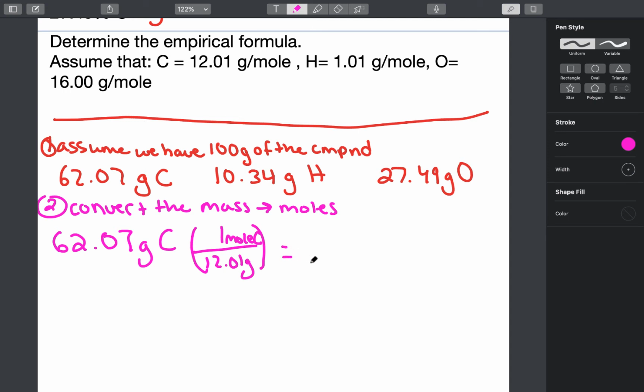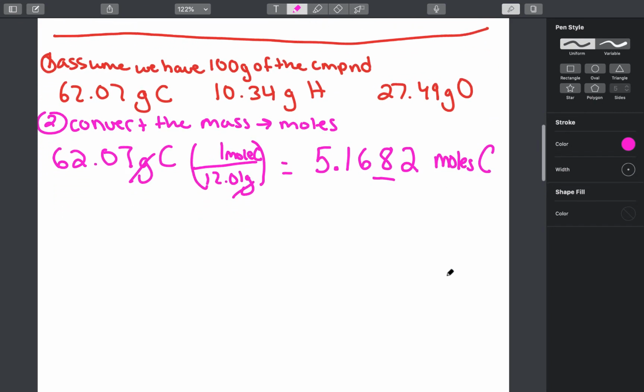And when you plug this into your calculator, 62.07 divided by 12.01 will equal 5.1682 moles. Our overall products should have 4 sig figs as well. So let's just show the canceling out here. So grams cancels out, allowing you to get moles of carbon. And now you repeat this for the other elements.